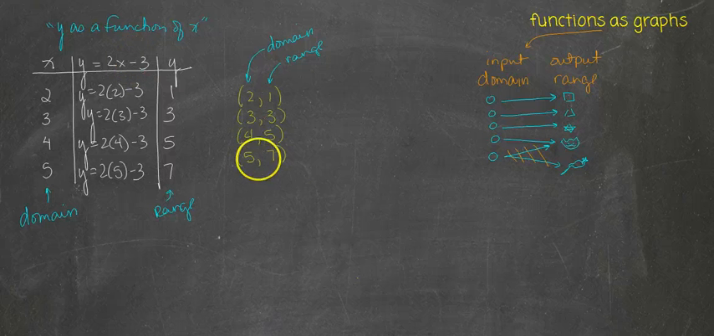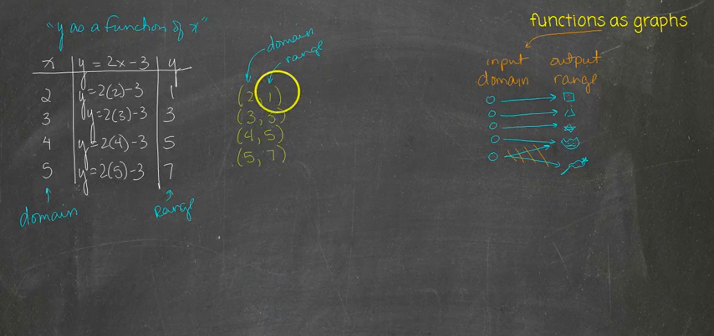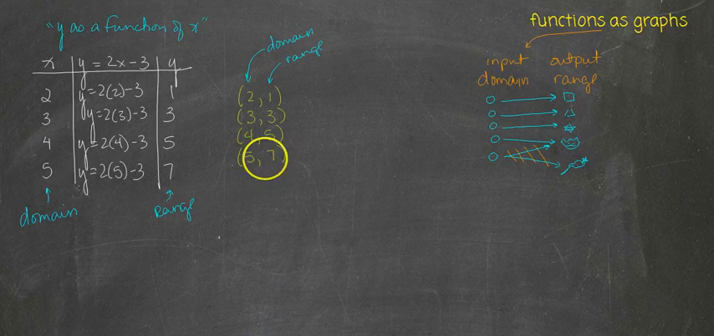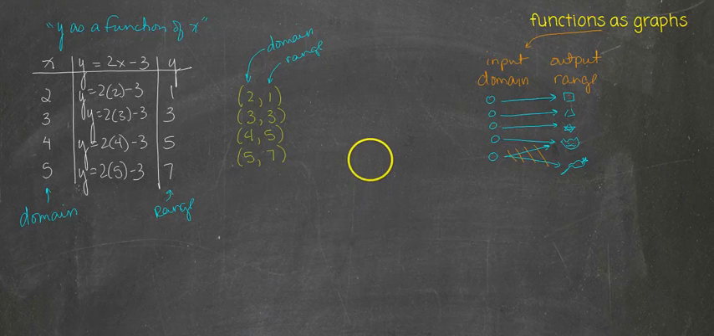And I can clearly see that it's a function because I don't get this scenario. 2 didn't give me more than one output. 3 didn't give me more than one output. 4 didn't give me more than one output. And 5 did not give me more than one output. So I know I'm dealing with a function. So now let's represent this function as a graph.